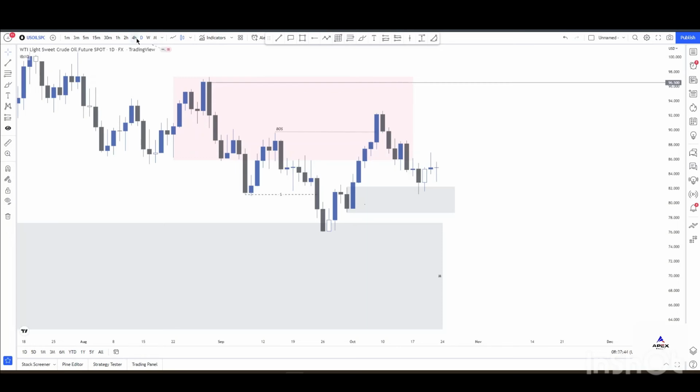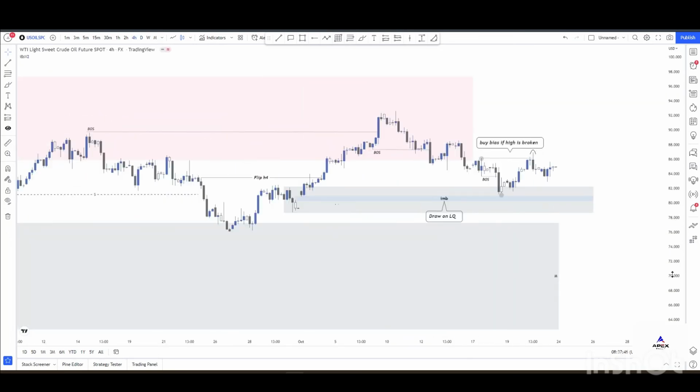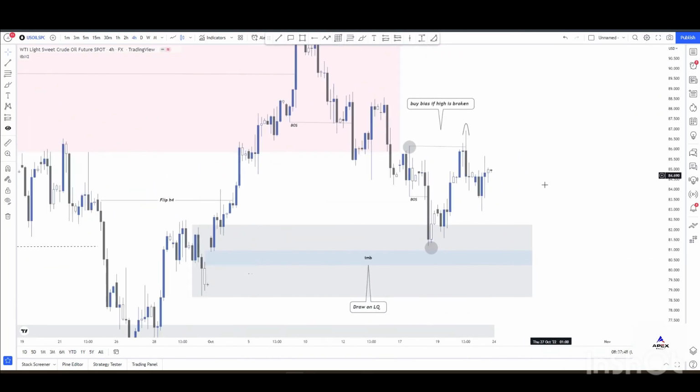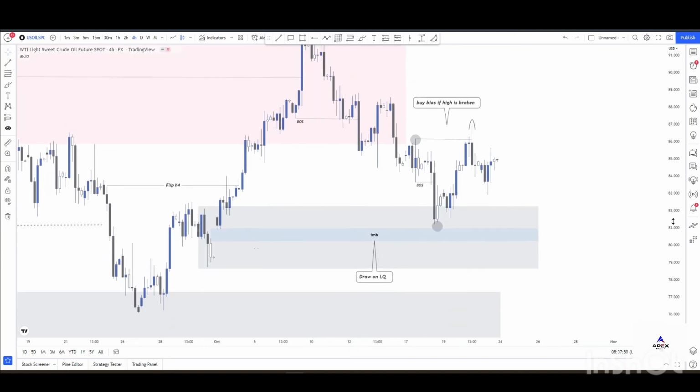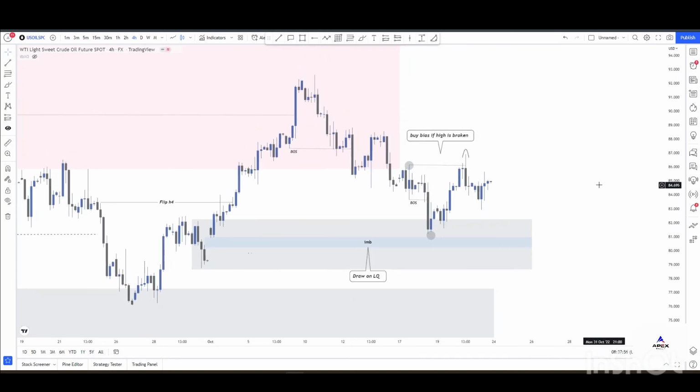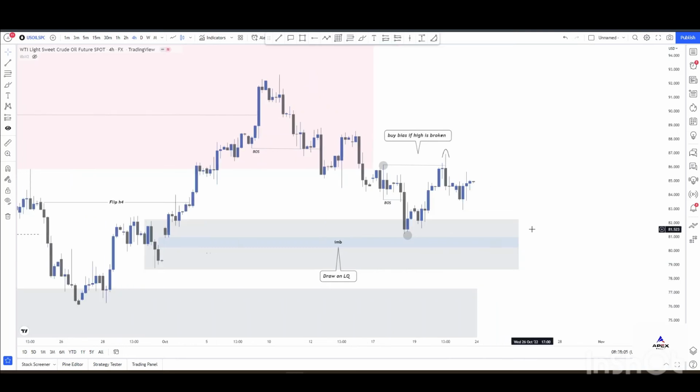Now will this rejection be sustained? Let's see on the 4 hours time frame. All right, so let's study the structure that the 4 hours time frame is giving us. Okay, so so far so good. The 4 hours time frame has been bearish, as we've been seeing lower highs and lower lows here, thereby coming to tap into this zone.